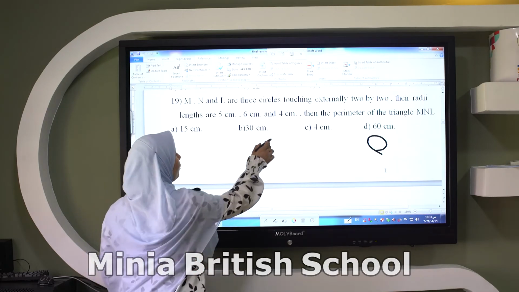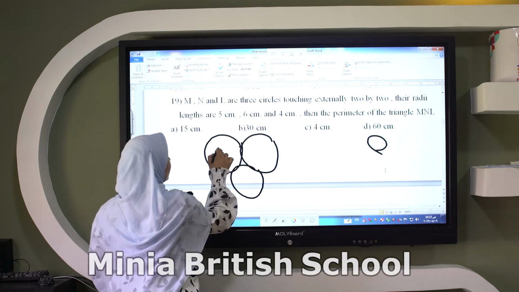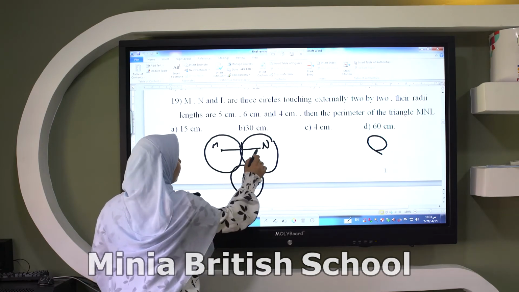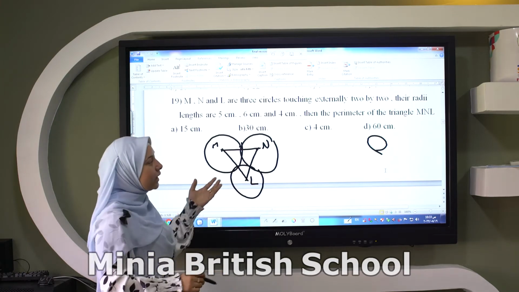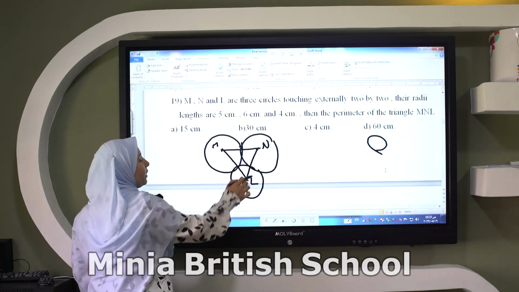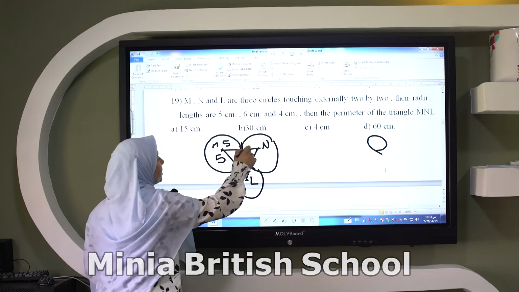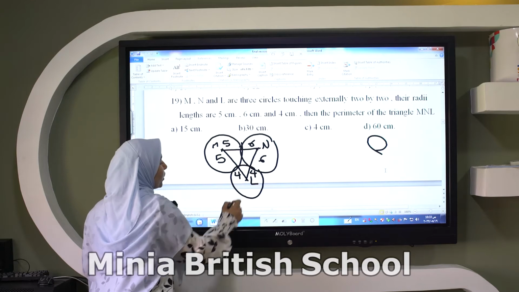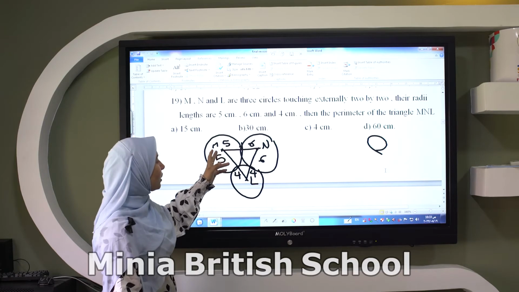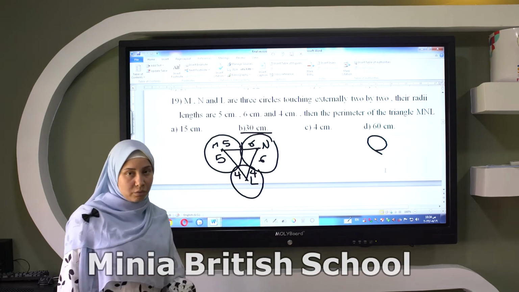You have here, draw 3 circles. The center of the circle M, here N, and here L. Okay. Then the triangle MNL, which we need to calculate its perimeter. Here MNL. The radius of the circle M is 5, so here 5 also, 6, 6, 4, 4. So you can find the sum of the 3 sides of the triangle MNL. We get the perimeter equals 30 centimeter, okay?